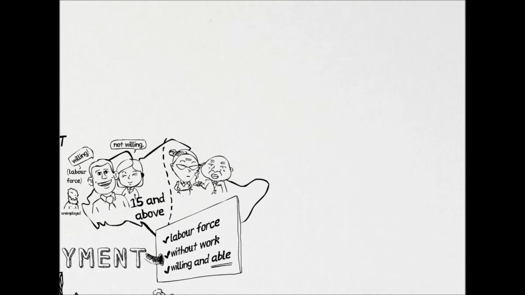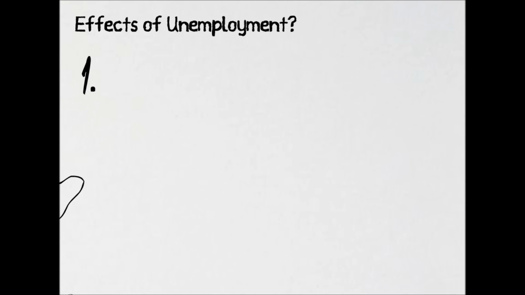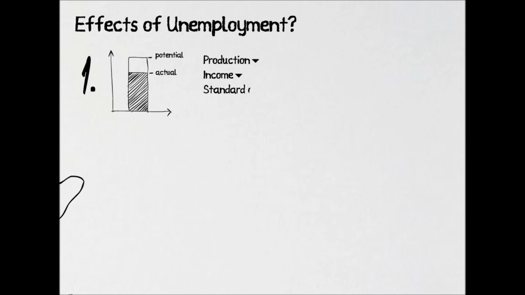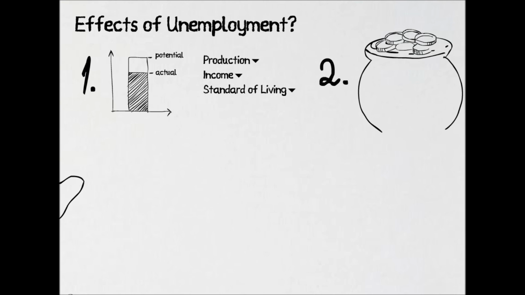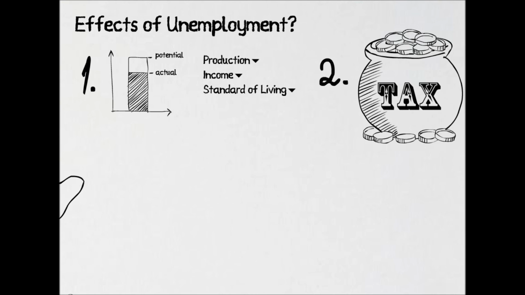So what are the effects of unemployment? Actual output will be less than potential output of the economy, thus leading to a fall in the production and income, reducing standard of living. Secondly, there will be a loss in tax revenue from income tax collection, reducing the government's ability to spend on important areas such as healthcare and infrastructure.